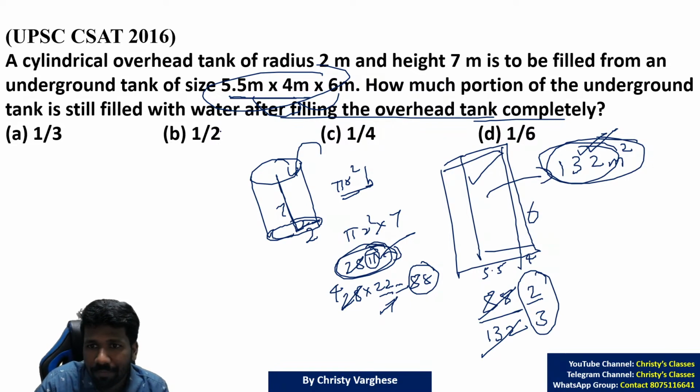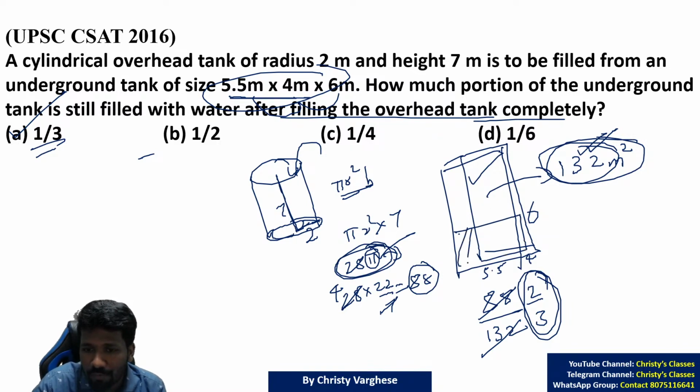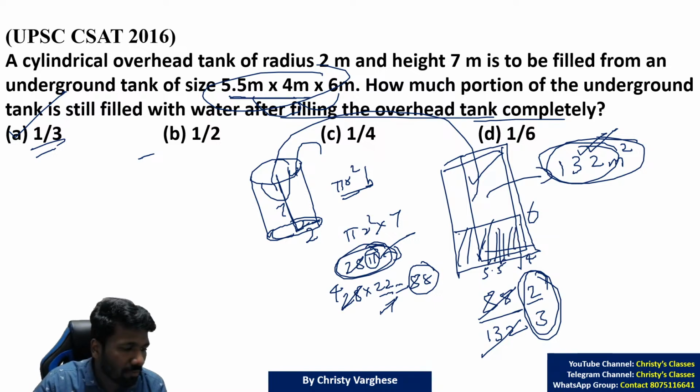What is remaining? How much portion of the underground tank is still filled? So 2 by 3 is transferred already. So how much is remaining? 1 by 3. That is how much water is remaining in the underground tank. 2/3 was taken and transferred to the overhead tank, so 1/3 will be remaining. That is the logic. So option A is the answer.